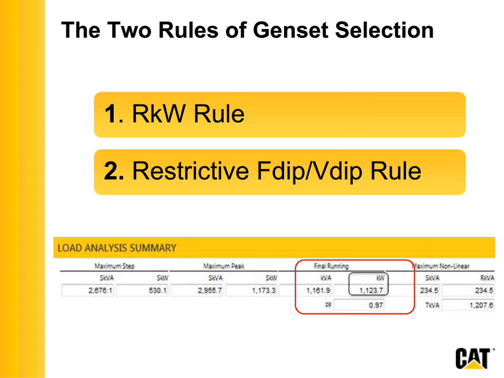Don't do it. I call it the cardinal rule of sizing. It doesn't matter whose sizing tool you use. You can size a genset manually by hand. This is still going to happen.